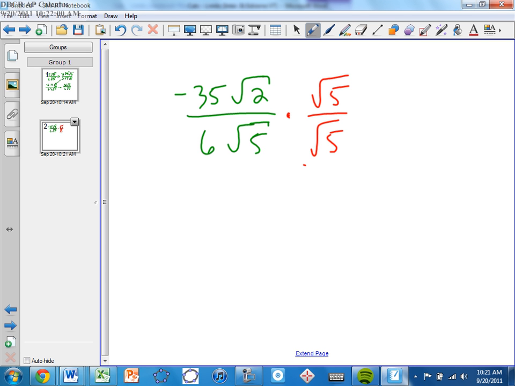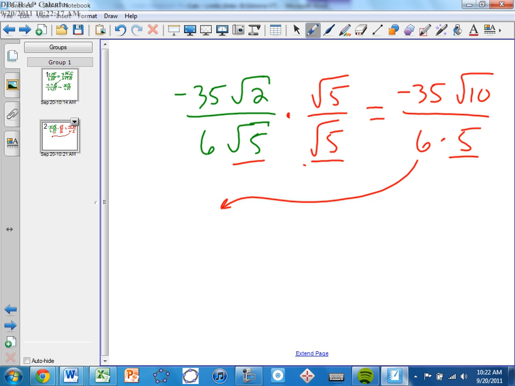So at this point in time, the numerator over the denominator. Why did I put 6 times 5? Because radical 5 times radical 5 is just 5. The last step is to simplify. We're going to get negative 35 over 30 with a radical 10 up here. What can I simplify 35 over 30 into?